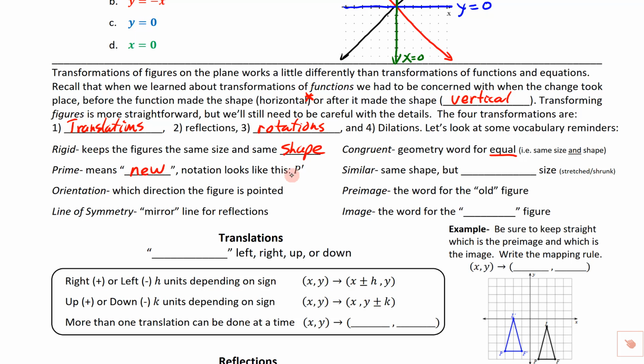So if we do several in a row, which are called composite transformations, we might have a P, which is the original one, the old one, and then a P prime, which is the new one, and then a P double prime, which is the next new one, and then a P triple prime, and so forth. But we'll worry about that when we get there.